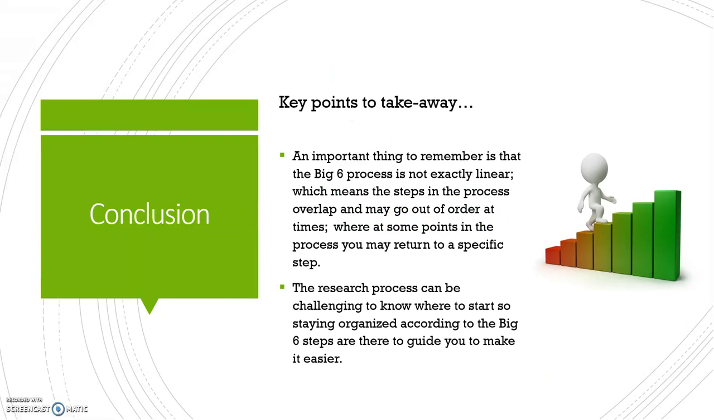Some key points is that it's not always linear, so it's not sometimes going to go in the exact order. It may overlap the steps. There may be points where you may return to a specific step, like I said, for example, the climate change. You may go back and say, oh, I need to narrow this down a bit, and go back to the original topic. And the Big Six is overall meant to help make it easier for you. So please learn it, because it's going to keep your ideas organized, because it can be overwhelming. It's a lot of information and it's a tough process. So it is there to help you.